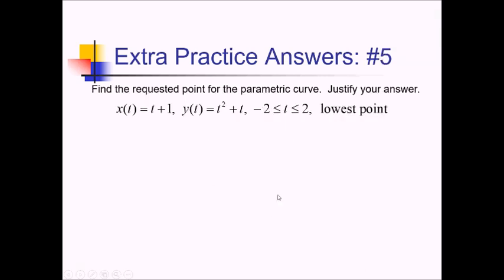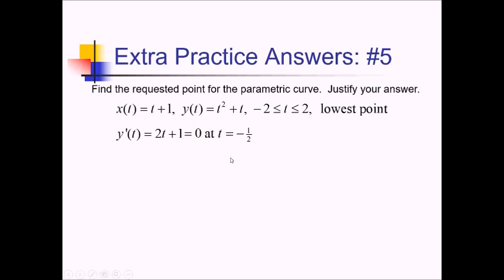On this problem, we want the lowest point on this parametric curve between negative and positive 2. So for lowest point, I'm talking about a y value. So let me find critical values for y prime then. Y prime, that's going to be 2t plus 1. And let me set that equal to 0. Subtracting 1, dividing by 2, we have negative 1/2.